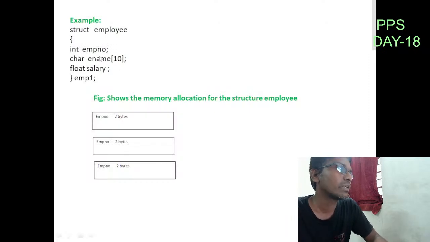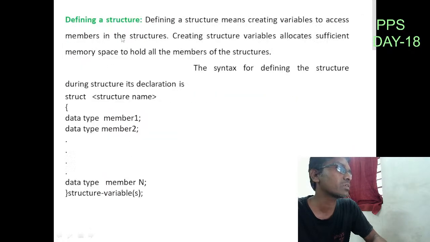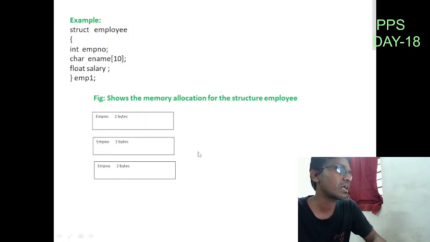So every structure member has its own memory space. That is about defining a structure, and after that, how the structure members occupy the memory. Every member in the structure has its own space.